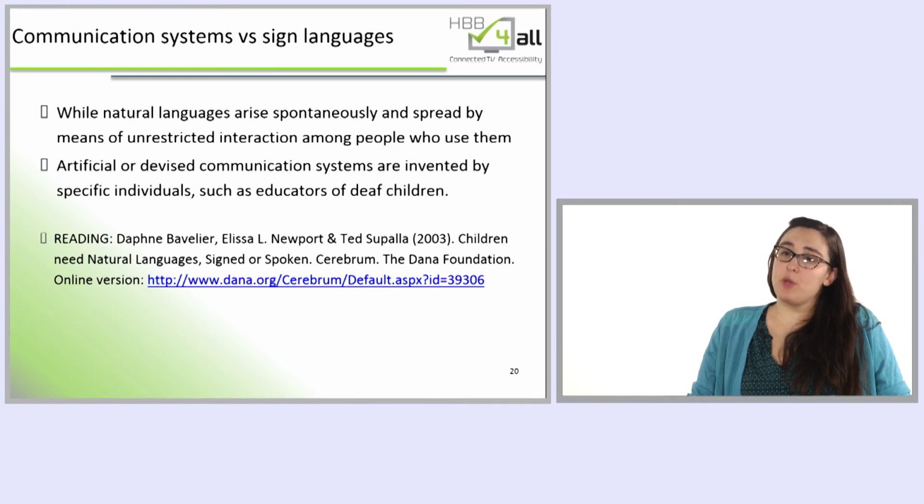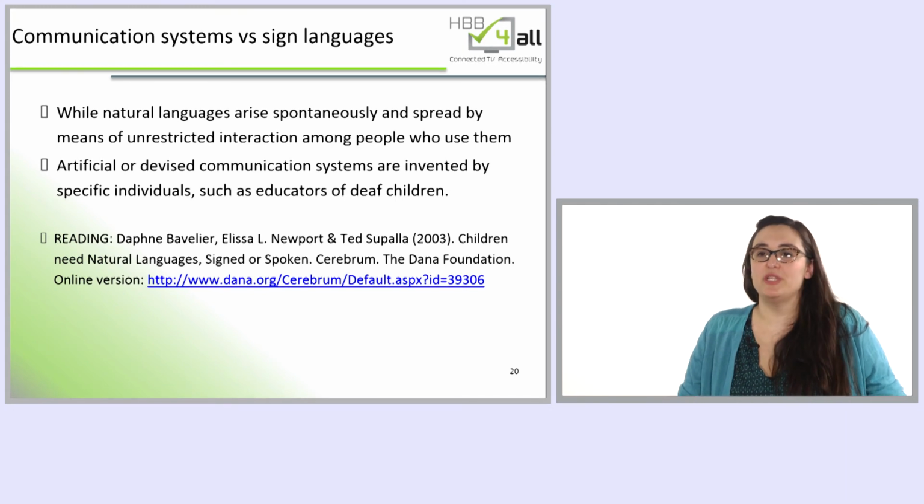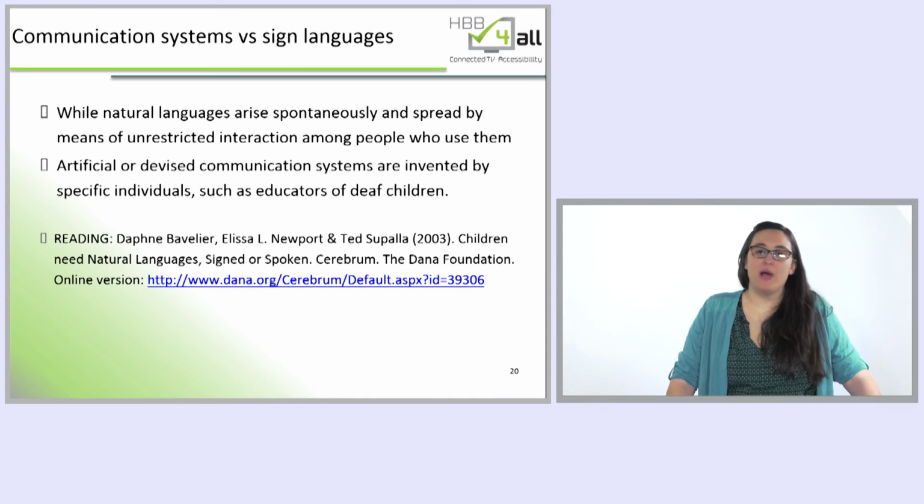So, the difference between these communication systems and sign languages is that natural languages arise spontaneously and spread by means of unrestricted interaction, and they can be used in any communicative context for any communicative purpose. Artificial or devised communication systems are invented by specific individuals, educators for example, and can be used only in specific contexts for specific communicative uses. And here you can see the full reference of Bavelier's reading, and you will also find it in the reference section at the end of the video.